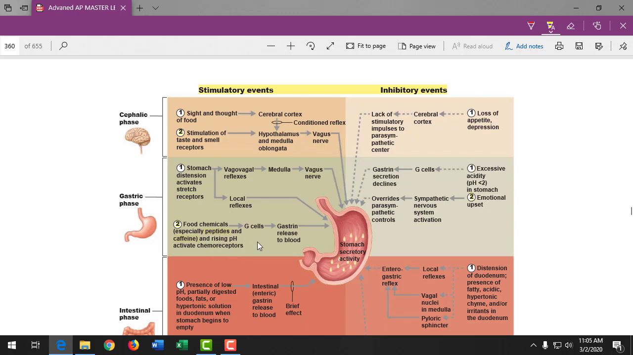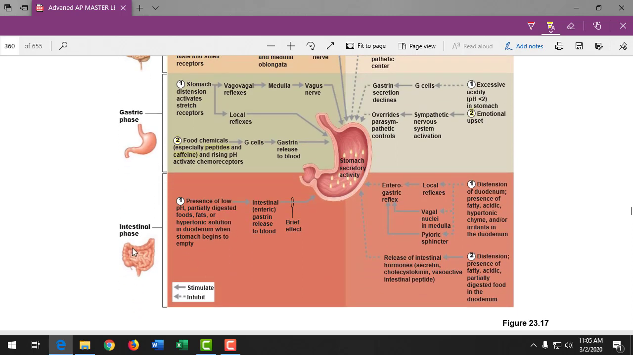And then rising pH. So the food is coming in, so the hydrochloric acid is low in the beginning of the eating process, and then as it increases, things slow down, giving time for those things to work on the food and break it down, and then it moves to the small intestine. So the intestinal phase is when there is a low pH and we have partially digested food entering the duodenum, and that's going to stimulate more contraction to send more food into that intestine.